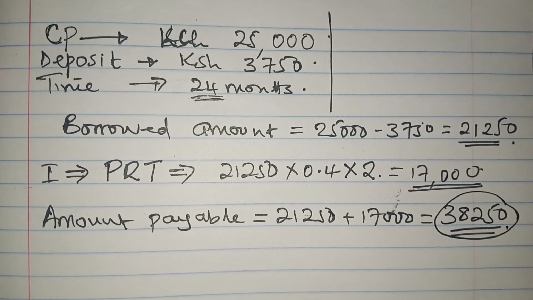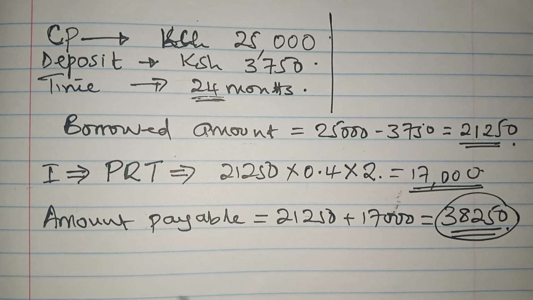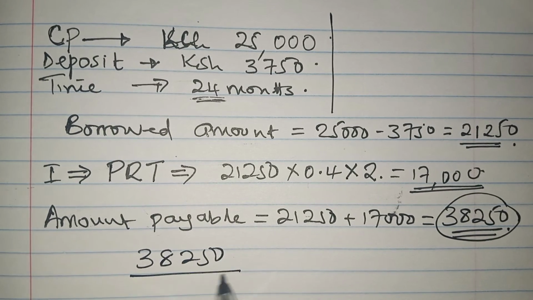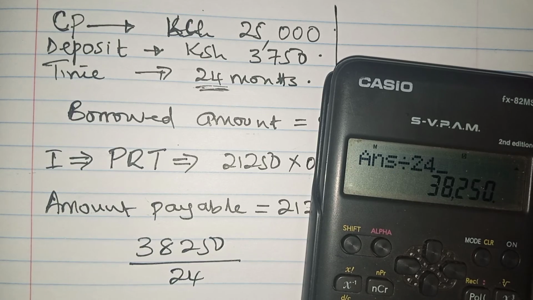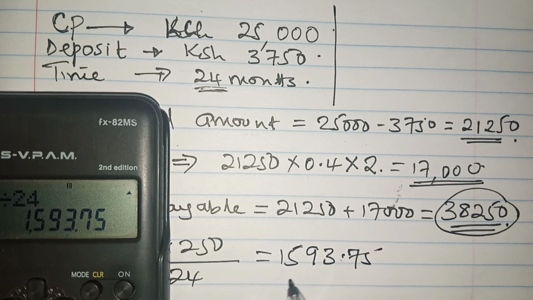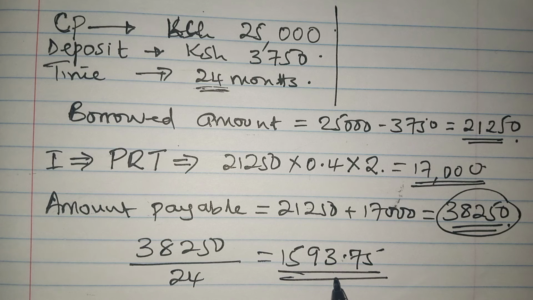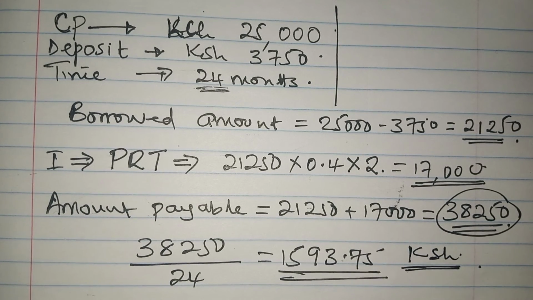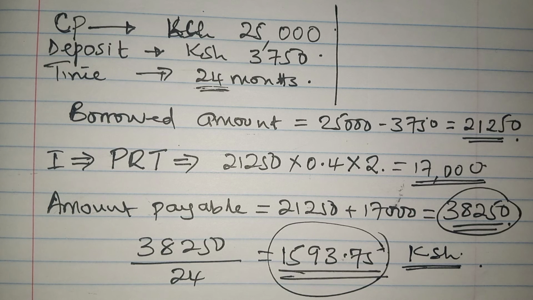So the monthly installment, which is actually the target or the point of focus in our question, is 38,250 divided by 24, because he has to pay 24 installments. This is 1,593.75 Kenya shillings. So in each month, he has to pay 1,593 shillings and 75 cents. This is Kenya shillings each and every month. The amount he has to pay in each installment is 1,593 and 75 cents.